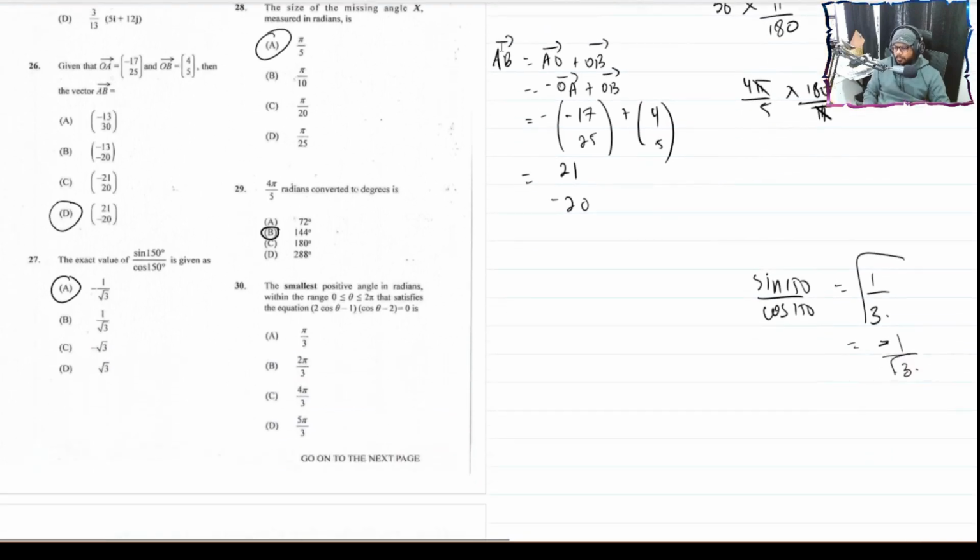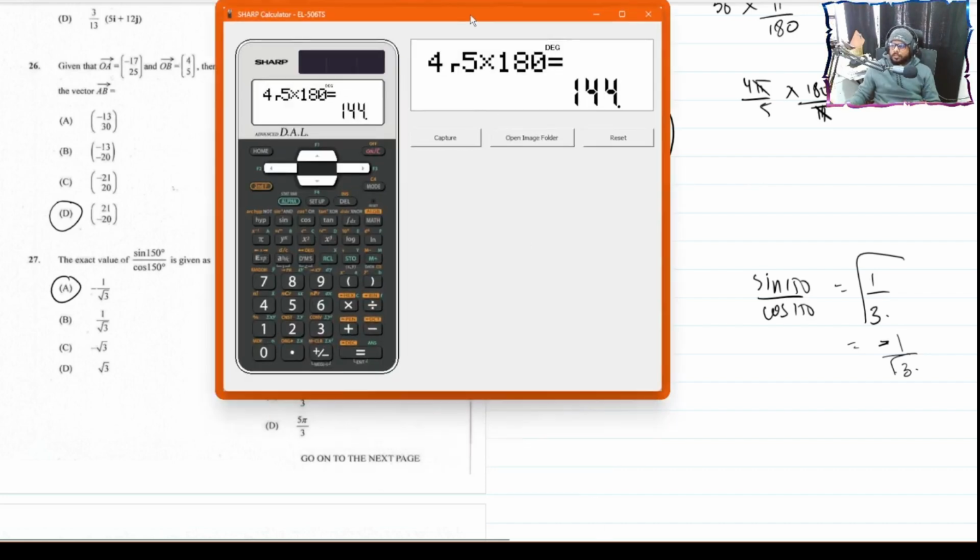The smallest positive angle in radians within the range that satisfies the equation is, plug these values into your question. Pi on 3 is smaller than 2 pi on 3, and that's smaller than 4 pi on 3, so the answers get bigger as they go up in the selections. So I want the smallest number that satisfies it. If pi on 3 satisfies it, pi on 3 is the smallest number out of all of these, so the answer is going to be pi on 3. If pi on 3 doesn't work, I'll check the next one, and the next one, and keep going until one of the answers works.